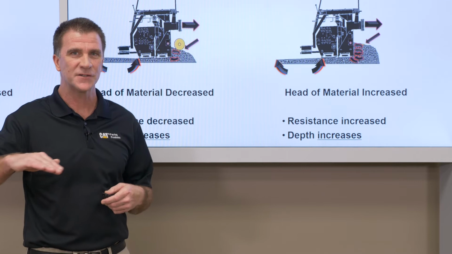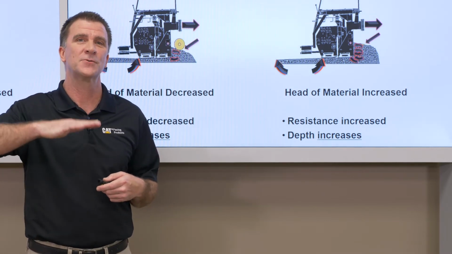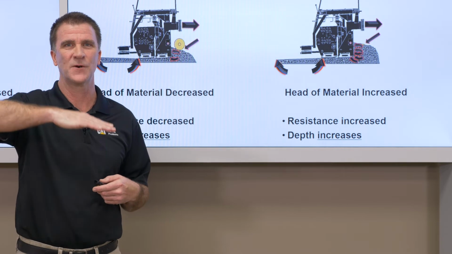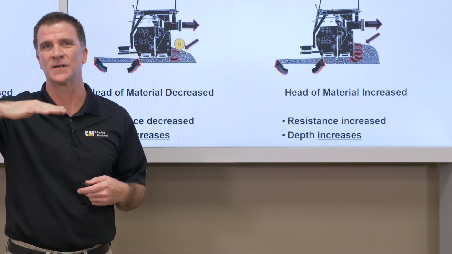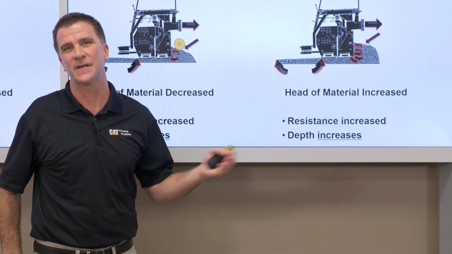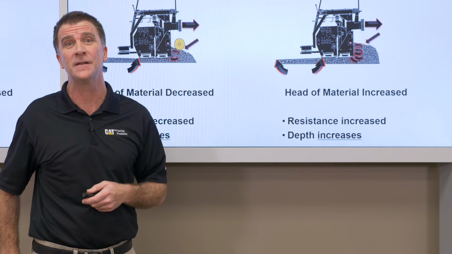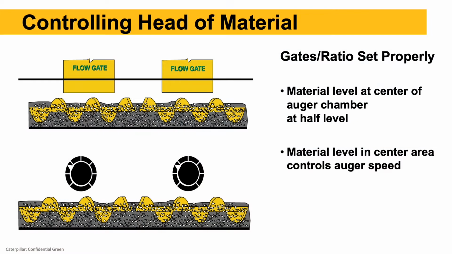So if we don't have a constant head of material, good control on it, our screed's going to be constantly rising and dropping as we pave along. We may not notice it that much looking at the mat, but after we compact it and run our smoothness IRI on it, those things will show up.